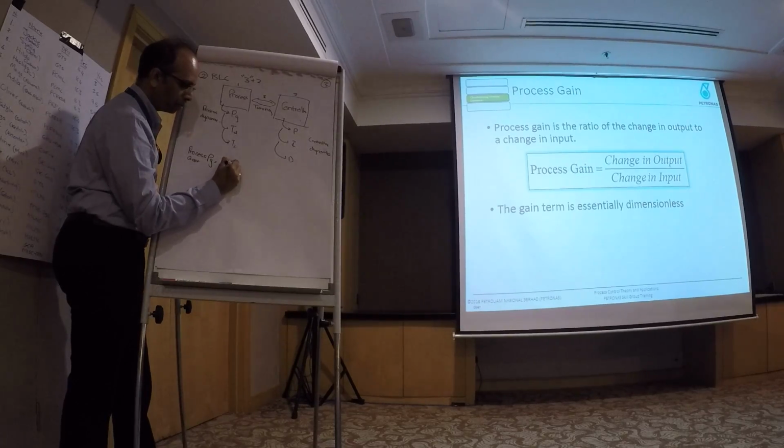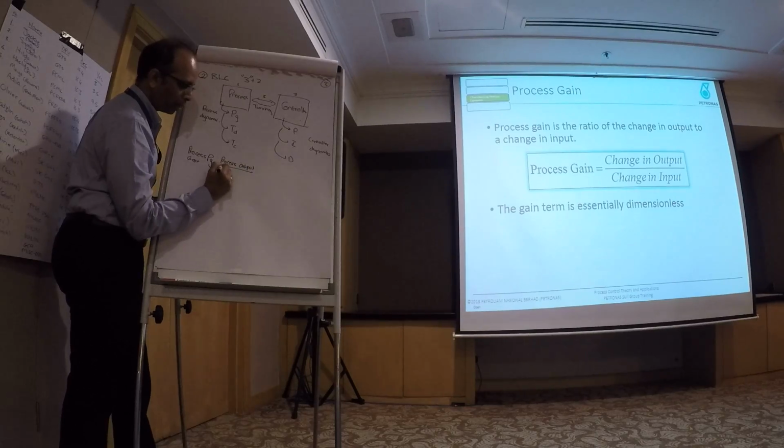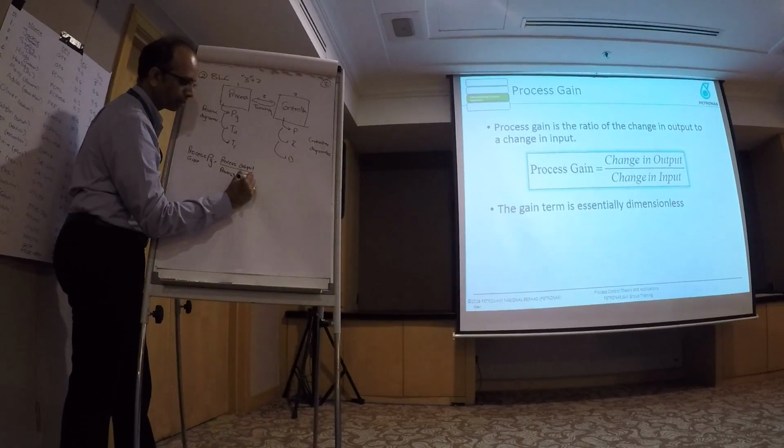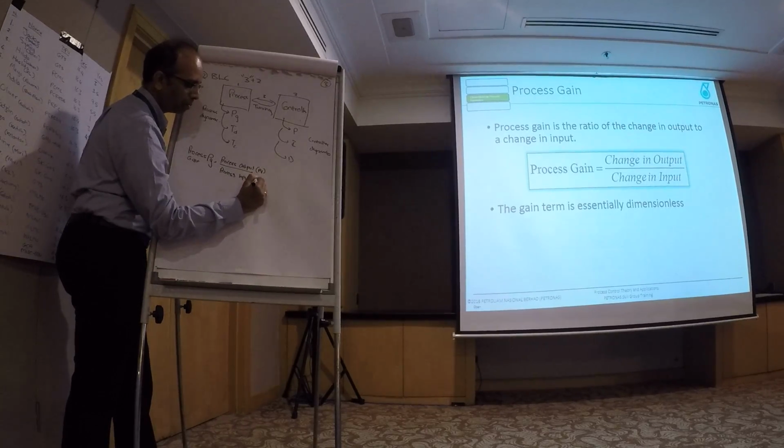Process output divided by process input, right? And process output is the PV, process input is the valve output.